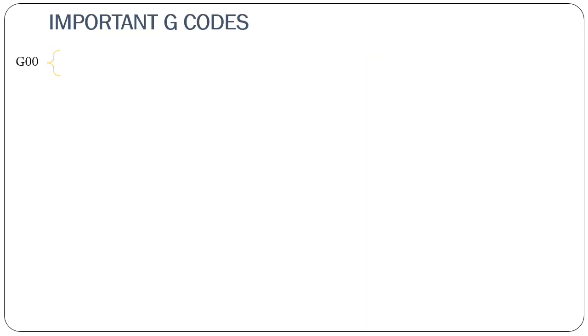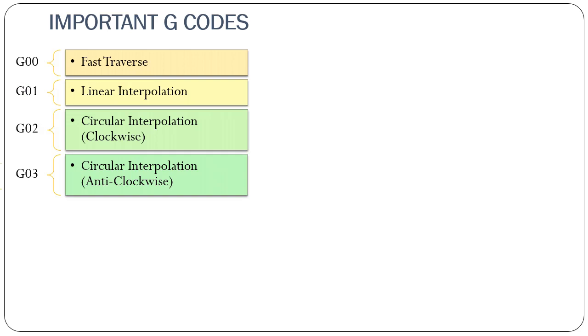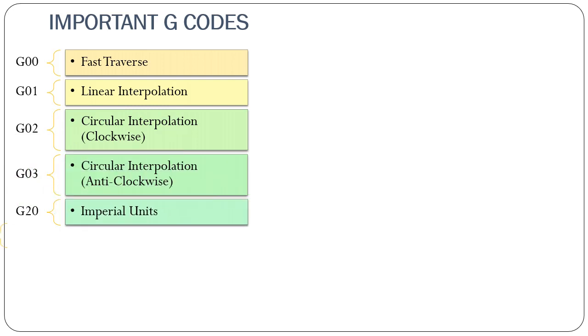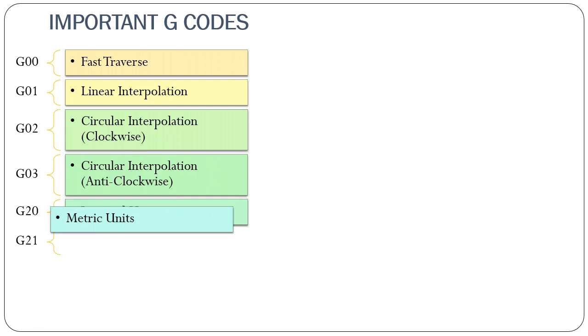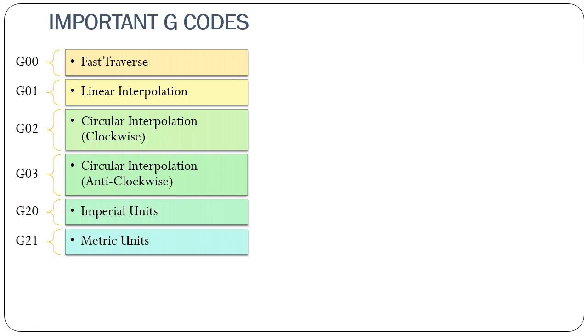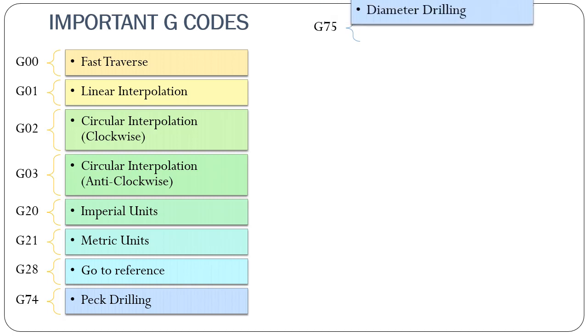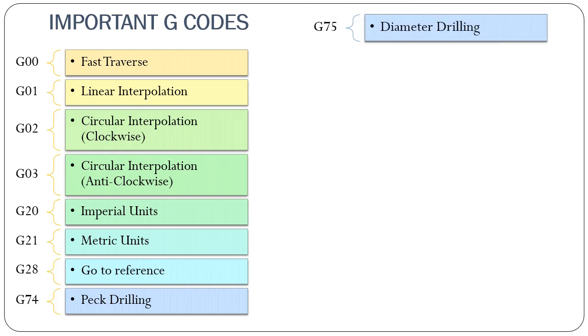Other G codes. As discussed in the previous slide, the other codes are G20. It means programming in inches. G21. It means programming in millimeter. G28. It means home or reference position of the tool. G74. It is for peck drilling operation. G75. It is for normal drilling operation. G76. For thread cutting.